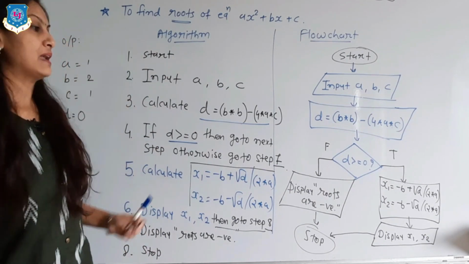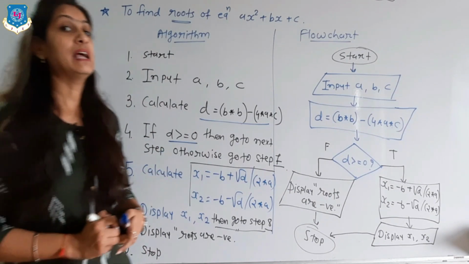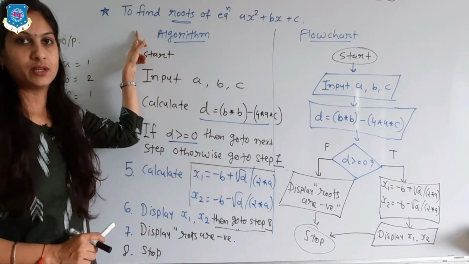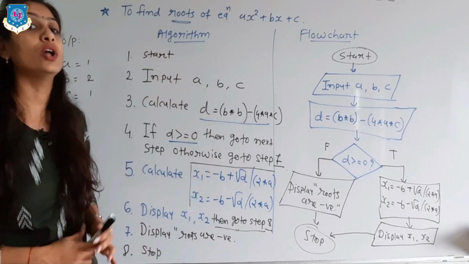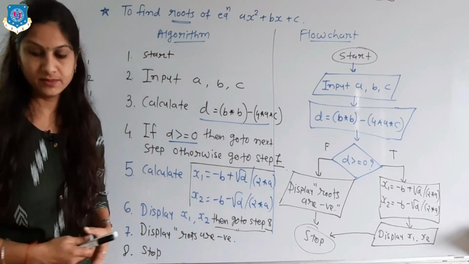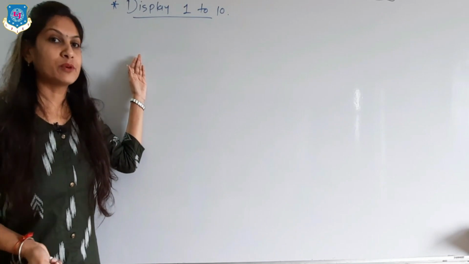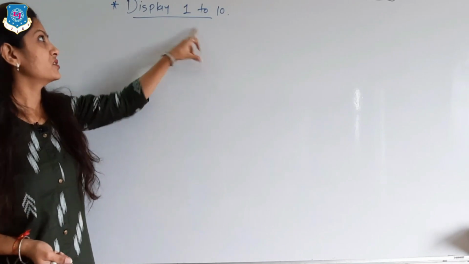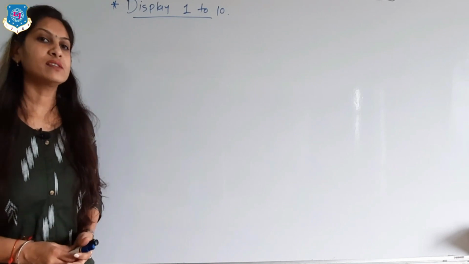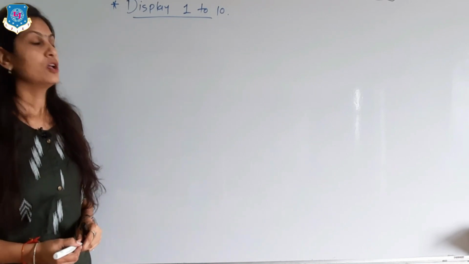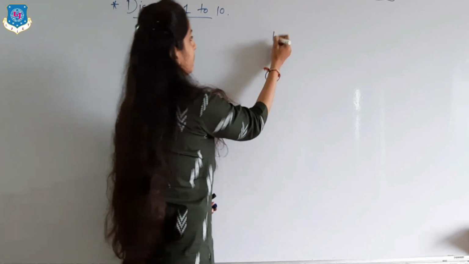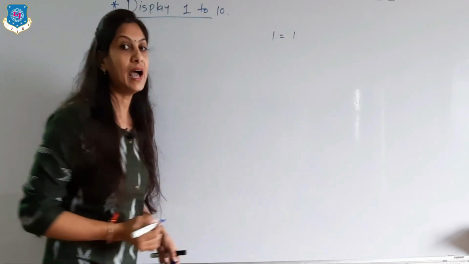Clear? So this is the method how we can solve the simple and conditional problem in one simple definition. Clear? Now we move on to the third type of problem, that is repetitional. Now for a repetitional problem, see here the definition, display 1 to 10. How can you think for this problem? So first we have to store this starting value 1 into some variable. Suppose that is our I.